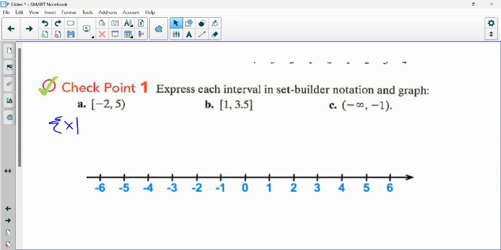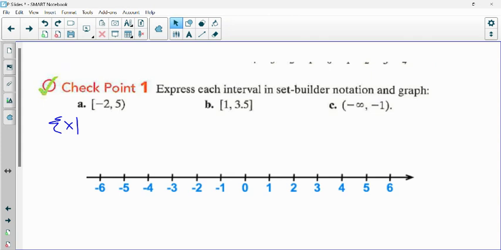Now, we're writing our inequality to include all the numbers. So we can't just write 2, 3, 4, 5 because that would not include the decimals. When we have interval notation, that means every single number between -2 and 5, including all the decimals. So we have to write it as an inequality.